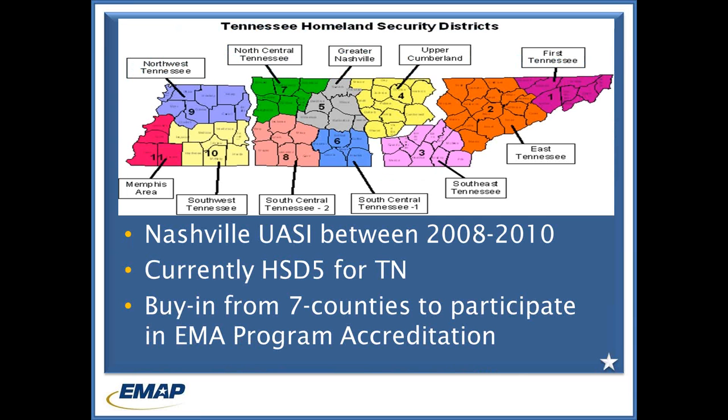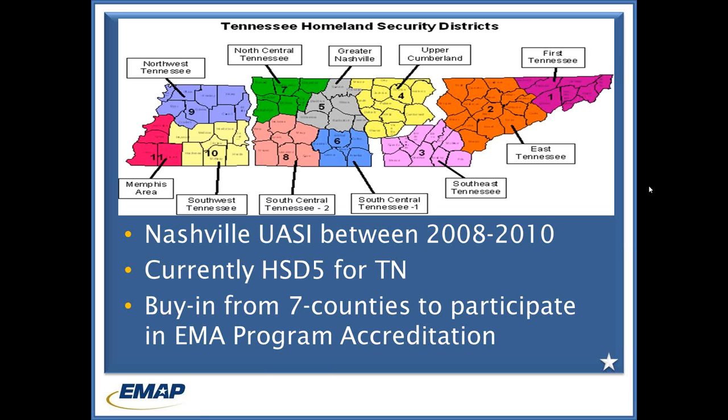This slide is basically the composite of the Homeland Security districts in the state of Tennessee. Greater Nashville is Homeland Security District 5. There's basically two different components. Originally, for Homeland Security in Tennessee, there were 11 Homeland Security districts with basically a hub city that was a larger city, more resources and capabilities, being able to basically guide and lead smaller communities that were within that Homeland Security district.